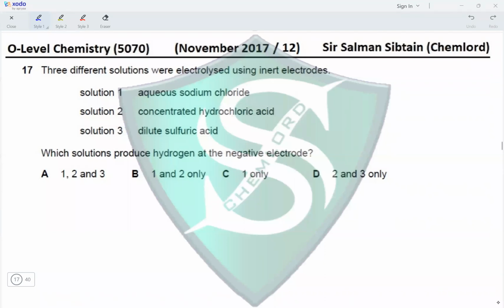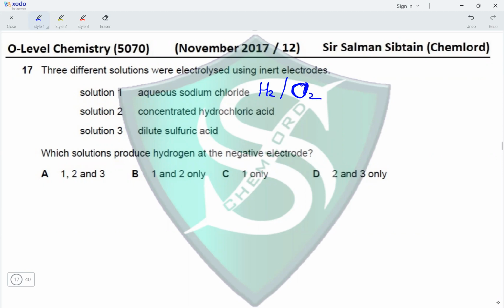Question 17. Three different solutions were electrolyzed using inert electrodes. Solution 1 is aqueous sodium chloride. So the products would be hydrogen gas and oxygen gas because it is aqueous.